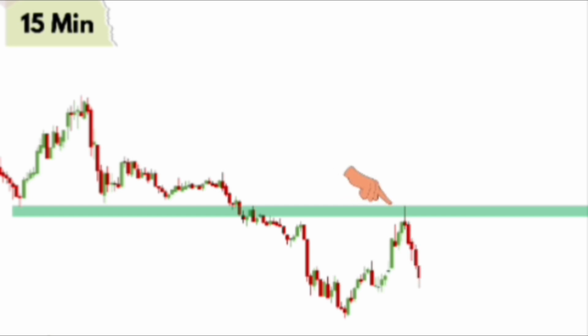The trend line has now been broken. However, we are not entering the trade on the 1-hour chart. Instead, we switch back to the 15-minute chart. At this point, we can confidently say that the short-term momentum has shifted from bearish to bullish.